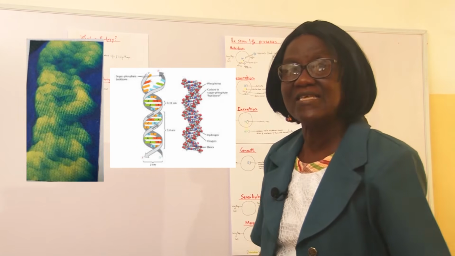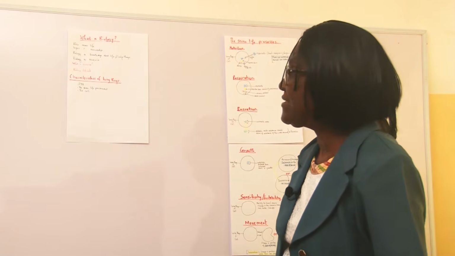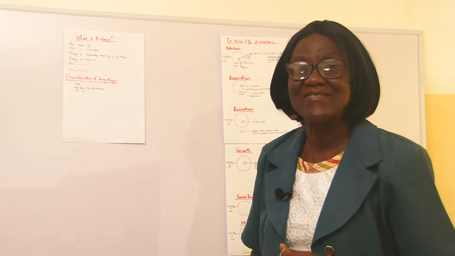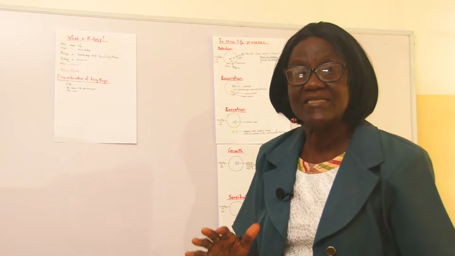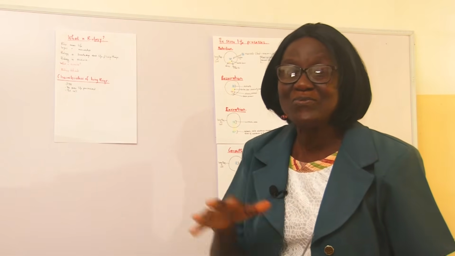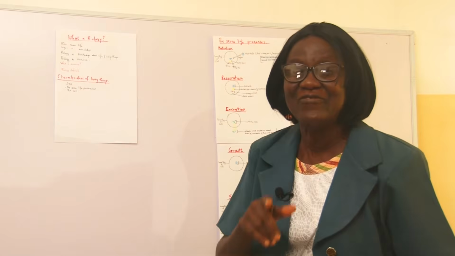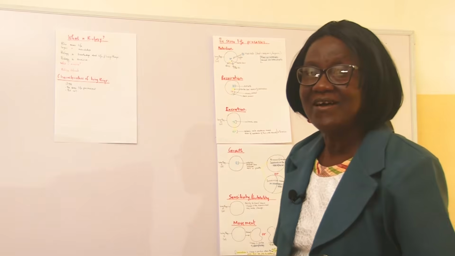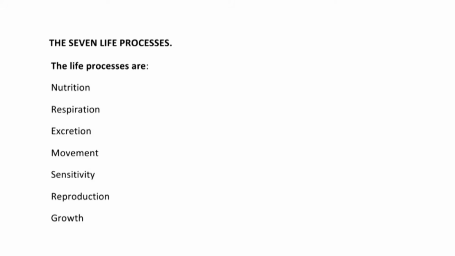Now, what about the 7 life processes? The organism must have performed 7 life processes. So what are the 7 life processes? We are going to list them. We are going to discuss them. By the end of the lesson, you should be able to look at all the discussions and define life processes. So quickly, these are the 7 life processes: nutrition, respiration, excretion, movement, sensitivity or irritability, growth, and reproduction.